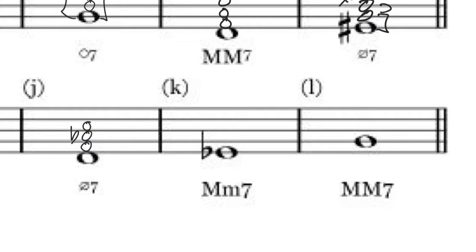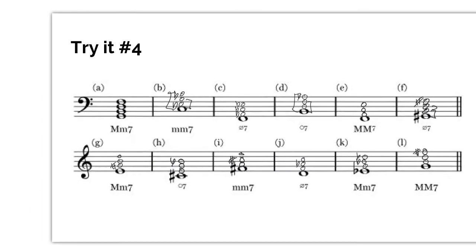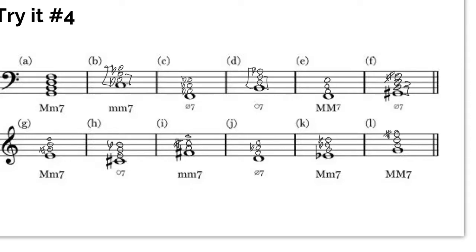Major minor seven. So we have our major chord, E flat, G, B flat, with a minor seventh, which is D flat. And our last one, major seven built on G. So we have a major chord, G, B, D, and a major seventh, which is F sharp. So if you have any questions about this, please see me as soon as possible.